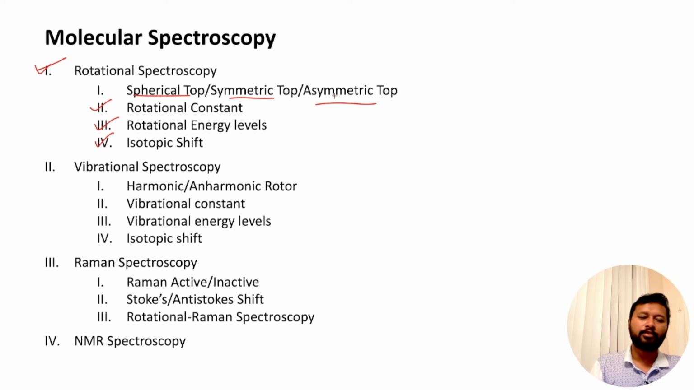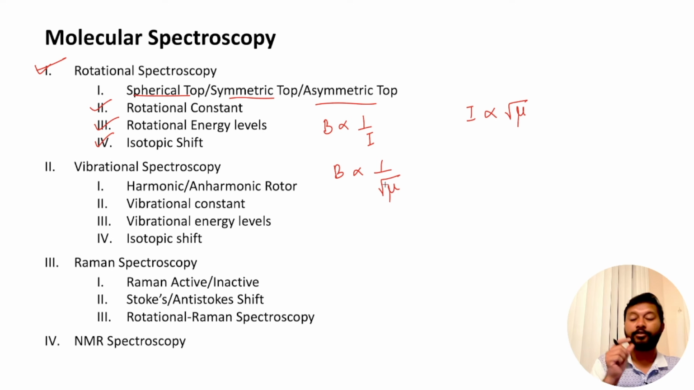Your rotational constant B is inversely proportional to the moment of inertia, and your moment of inertia is directly proportional to your reduced mass. So you can say that B is inversely proportional to your reduced mass. B is the rotational constant, by the way. So this is how the relation comes in. Mu is the reduced mass. So if the isotope is changed, the reduced mass is going to change, and your rotational constant is also going to change. Certain numericals have many times been asked in CSIR NET exams based upon this concept.